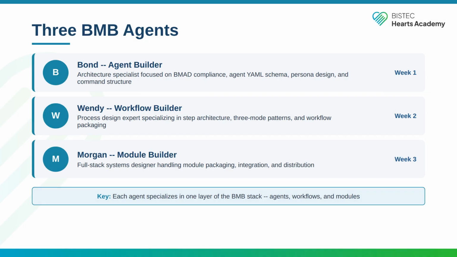Just like BMAD has 5 core agents, BMB has 3 specialized agents. Each one owns a specific layer of the creation stack. Bond is the agent builder. His specialty is architecture and BMAD compliance. When you create an agent, Bond guides you through the YAML schema, reviews your persona design, validates your command structure, and checks that your agent follows BMAD conventions. The key commands are BMAD BMB create agent, and BMAD BMB validate agent. Bond is strict about compliance. He will reject agents that don't follow the schema.